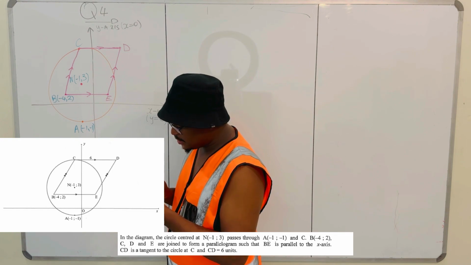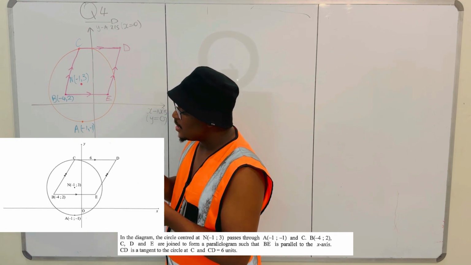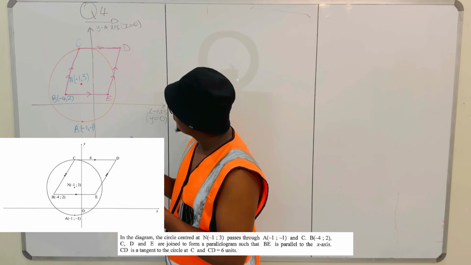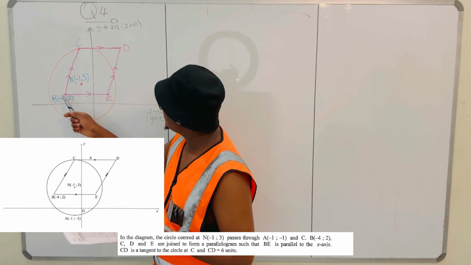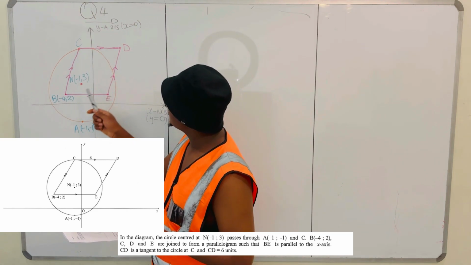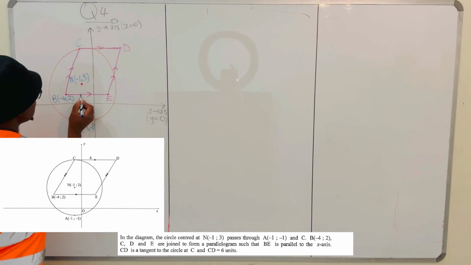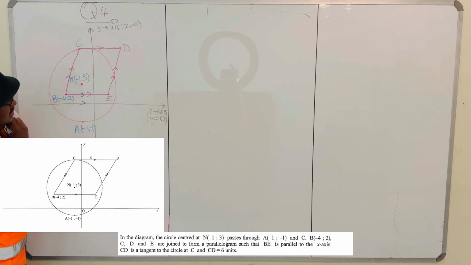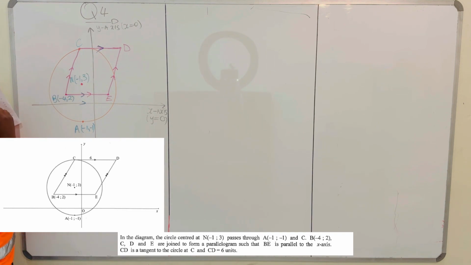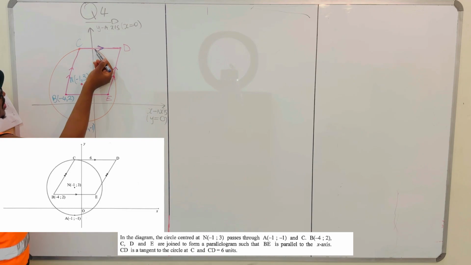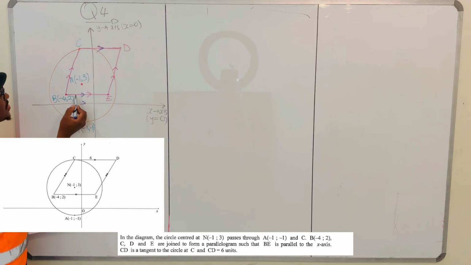They went on to say that your parallelogram, B, C, D, E, has BE parallel to the x-axis. So this BE of yours is parallel to the x-axis. Because if you have a parallelogram, this side is parallel to that side. So if this side is parallel to the x-axis, so is that side, because they're both parallel.